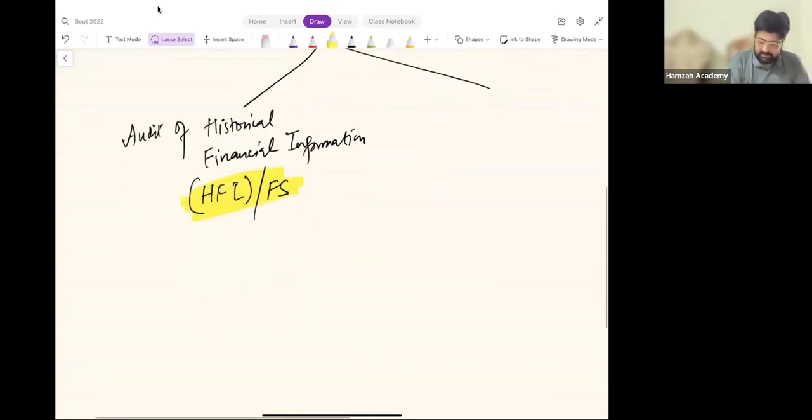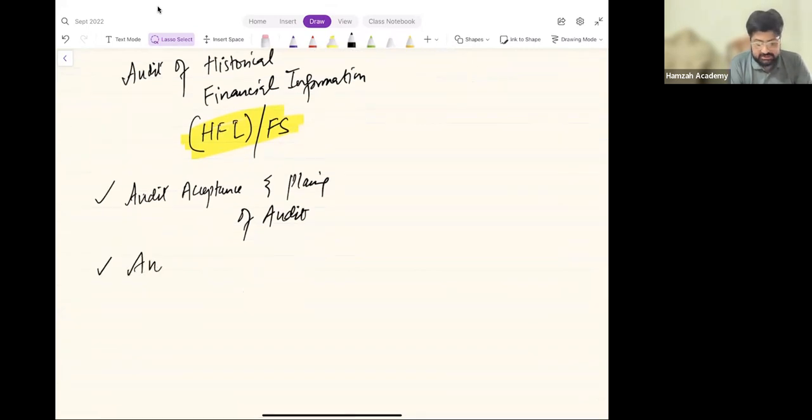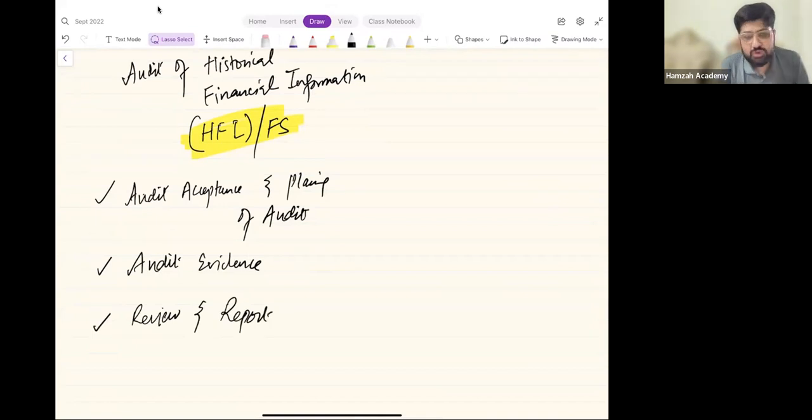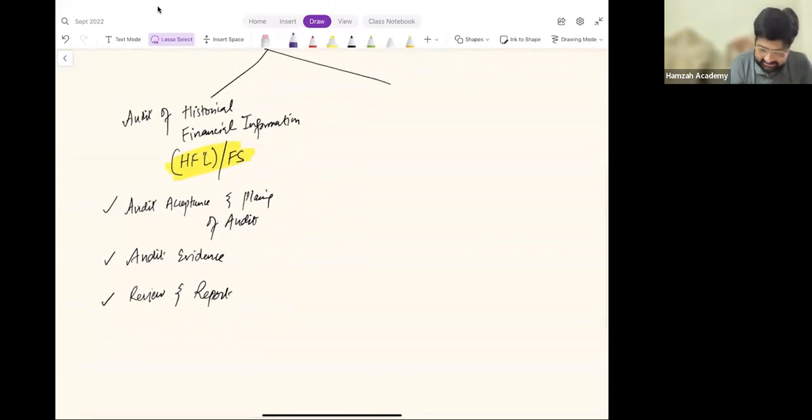Next, students, this starts from this section: audit planning, acceptance, and planning of audit. Then is the audit evidence. Then is review and report. Now, three main sections. You can break down into 5 even, but I have divided into 3. Students, very important sections.